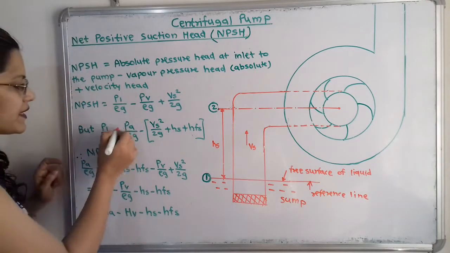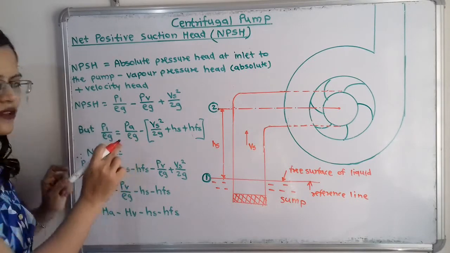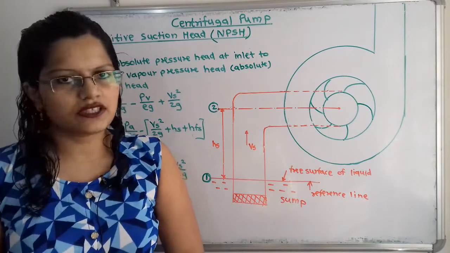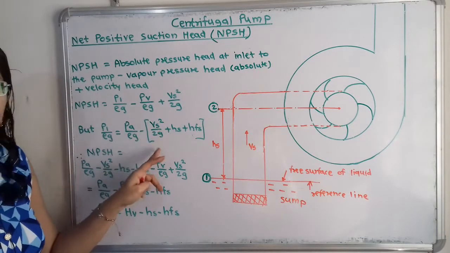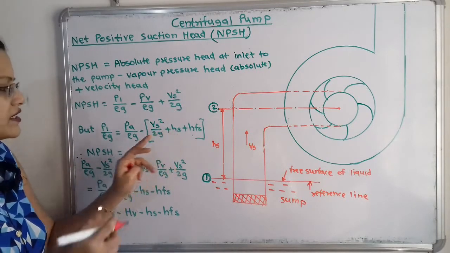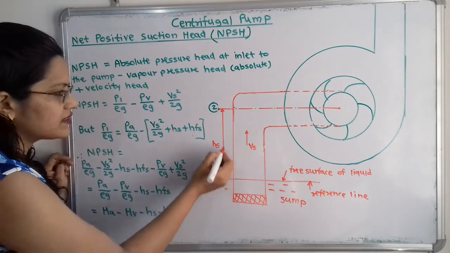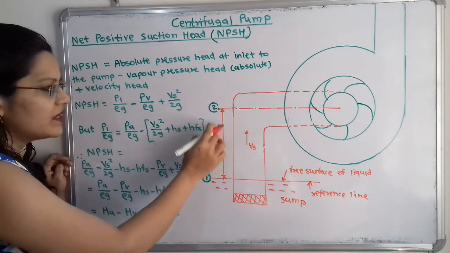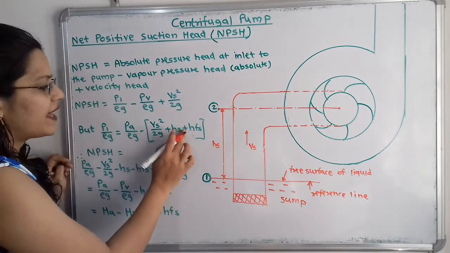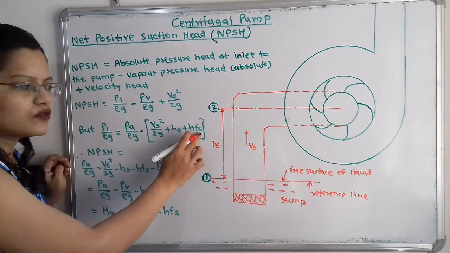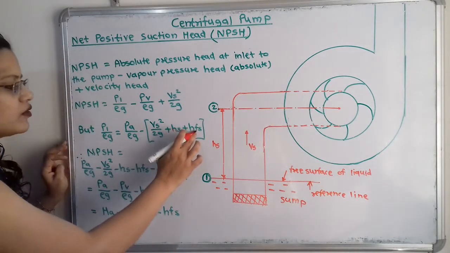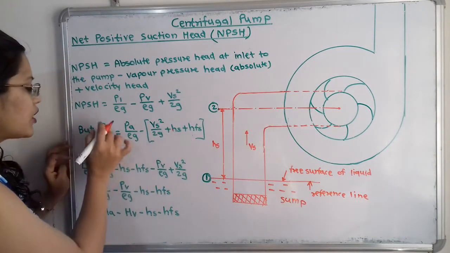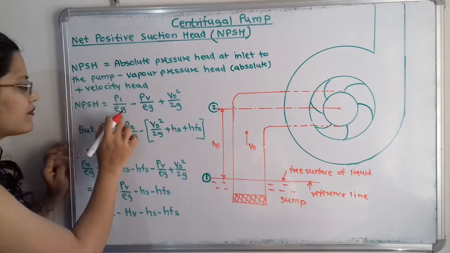Now what is this PA by rho g? PA by rho g is the atmospheric pressure head. What is VA square by 2g? That is the kinetic head. HS is the lift, or datum head, at section 2. And HFS is the head loss due to friction when the liquid is moving through the pipe. So this is the formula that we have to put instead of P1 by rho g.